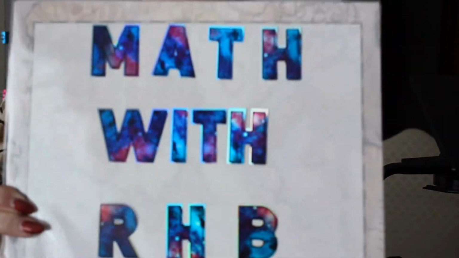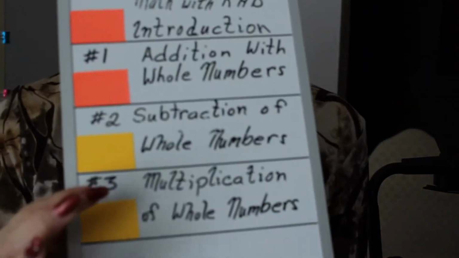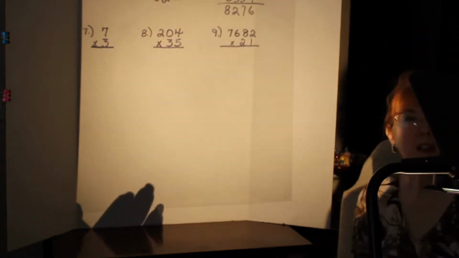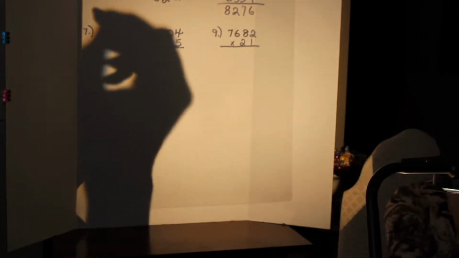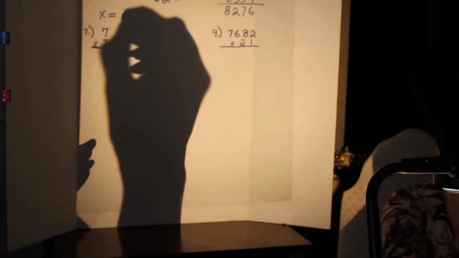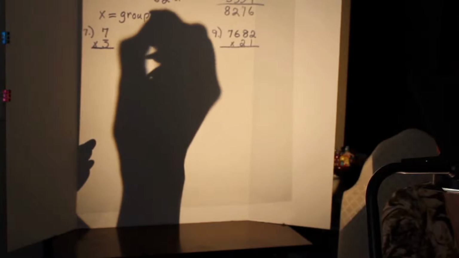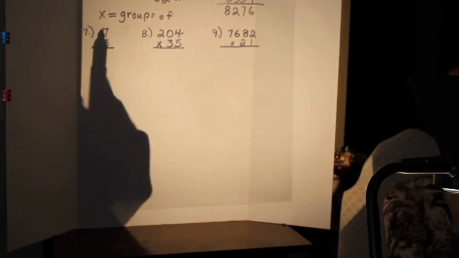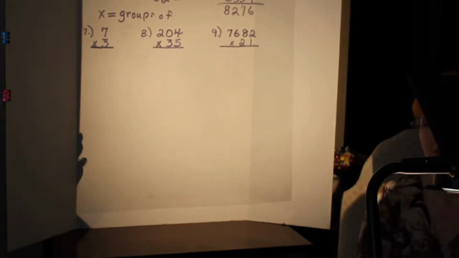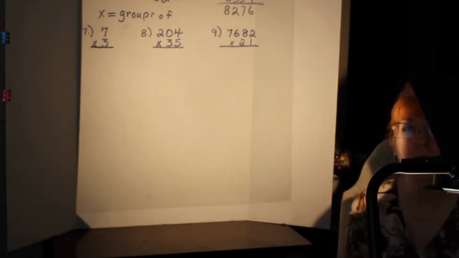Okay, this is math with RHB, and today we're doing just multiplication of whole numbers, no calculator. It's multiplication, right? When you see that multiply sign, all it means is groups of. So we have 7 groups of 3 things, or 3 groups of 7 things. That's all the multiply sign means.